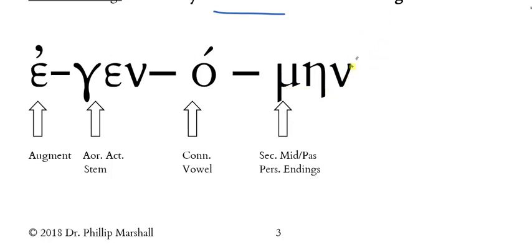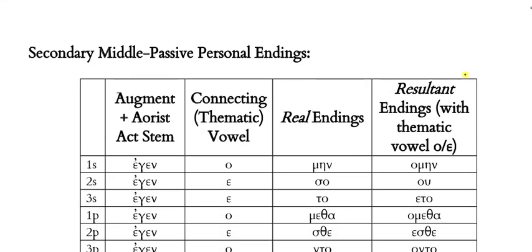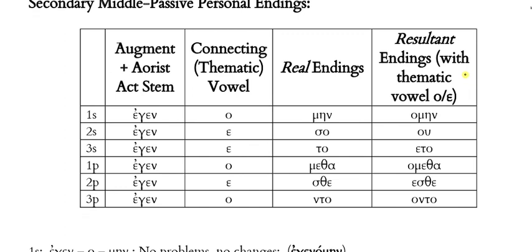And which person and number is main among the secondary middle passives? First singular. And so this is I became. So we'll review the endings here. Yes? So when we learn the second aorist passive, will that just be an aorist passive stem and then the second middle passive ending? So when you learn the aorist passive, it's a little bit more complicated than that.